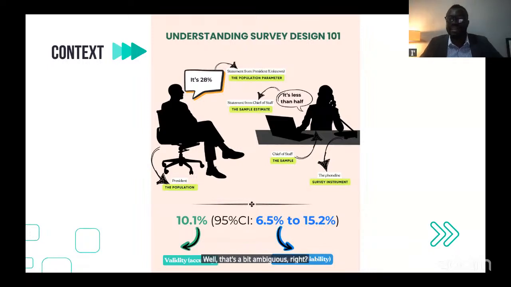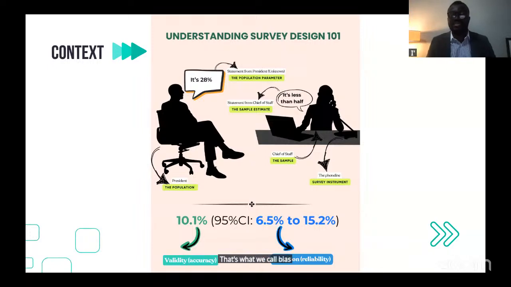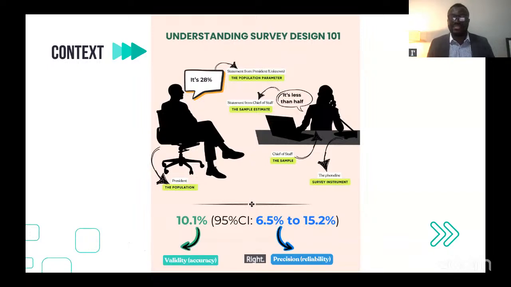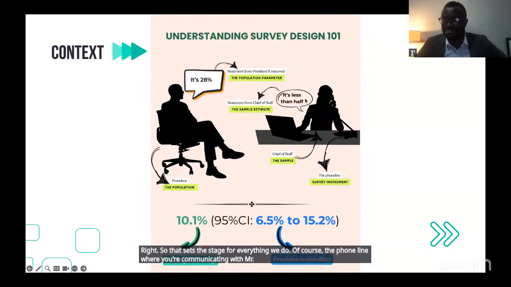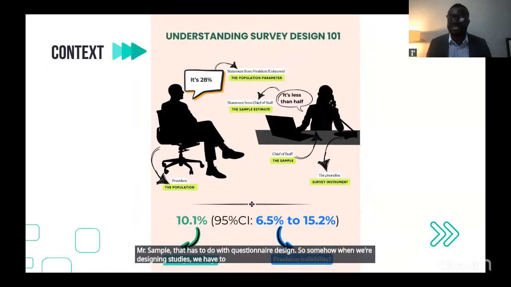So whenever we have a difference between what the parameter would have said versus what the sample has said, that's what we call bias. So bias is a difference between the actual or true value versus what we have estimated from our sample, right? So that sets the stage for everything we do. Of course, the phone line where you're communicating with Mr. Sample has to do with questionnaire design. So when we're designing studies, we have to pay very close attention to how we estimate all of these things.